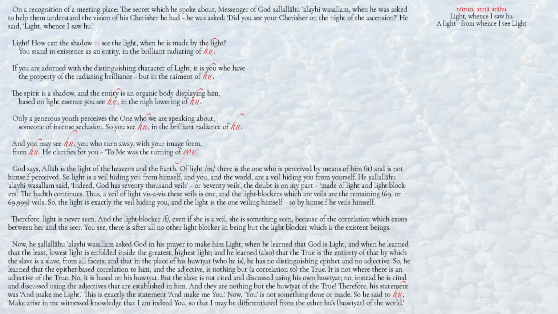Instead he is cited and discussed using the adjectives that are established in him, and they are nothing but the huwiyat of the true. Therefore, his statement was, and make me light. This is exactly the statement, and make me you. Now, you is not something done or made. So he said to Hu, make arise in me witness knowledge that I am indeed you, so that I may be differentiated from the other Hu, the huwiyat of the world. So the Abd has no distinguishing epithet. The Abd, the slave, is just the slave.